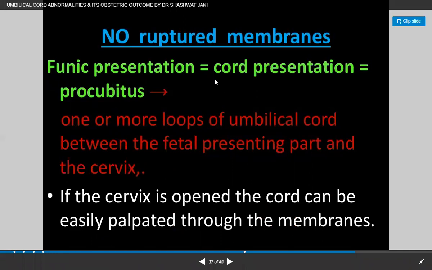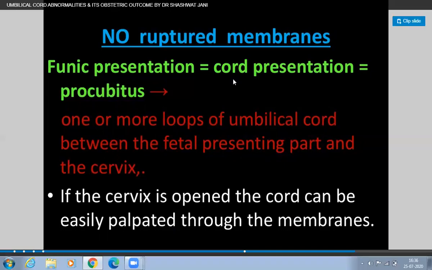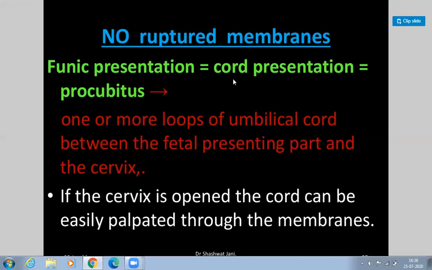What we see in this is one or more loops of umbilical cord between the fetal presenting part and the cervix. If the cervix is open, the cord can be easily palpated through the membranes. That is what we see in this.